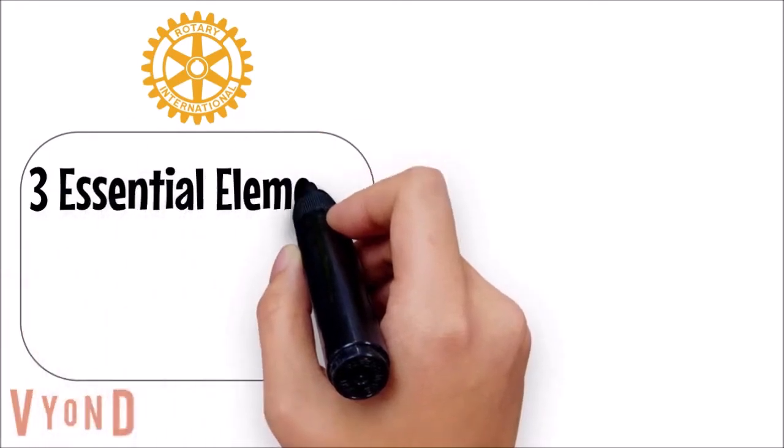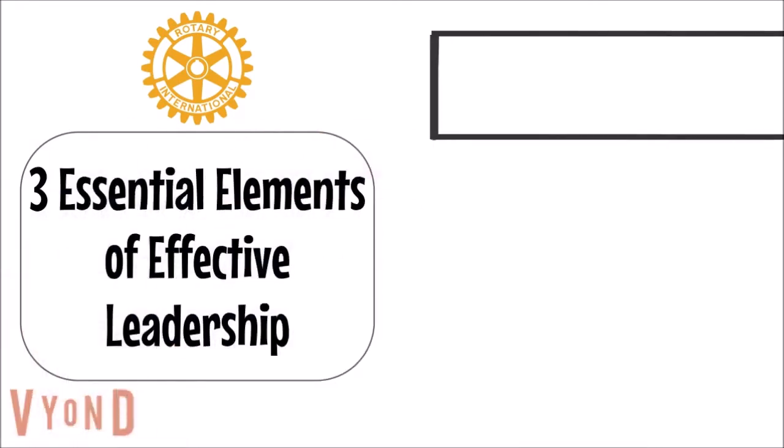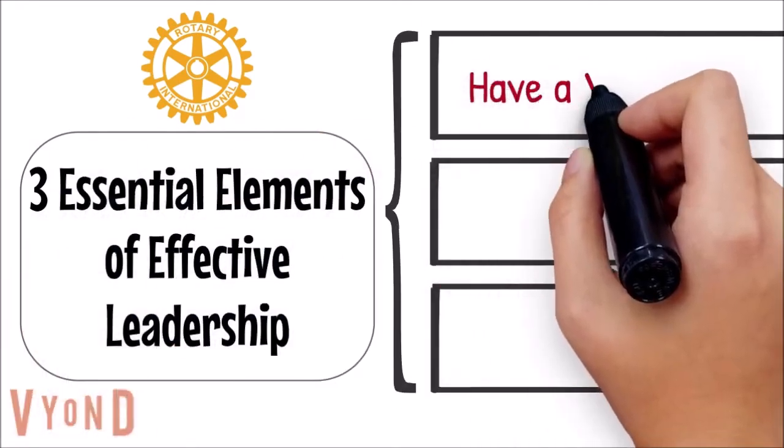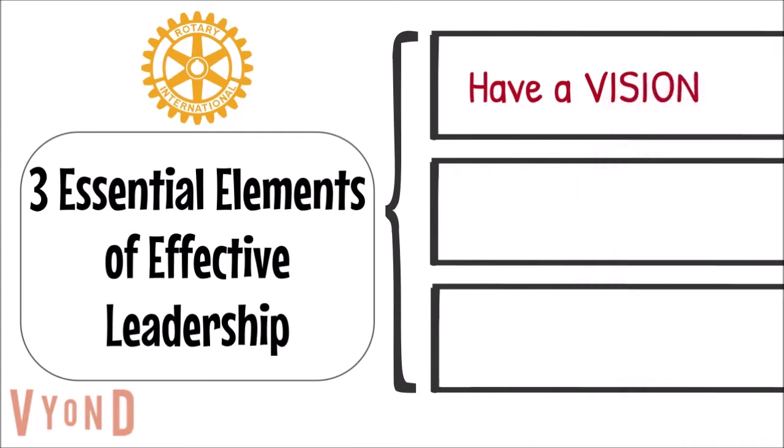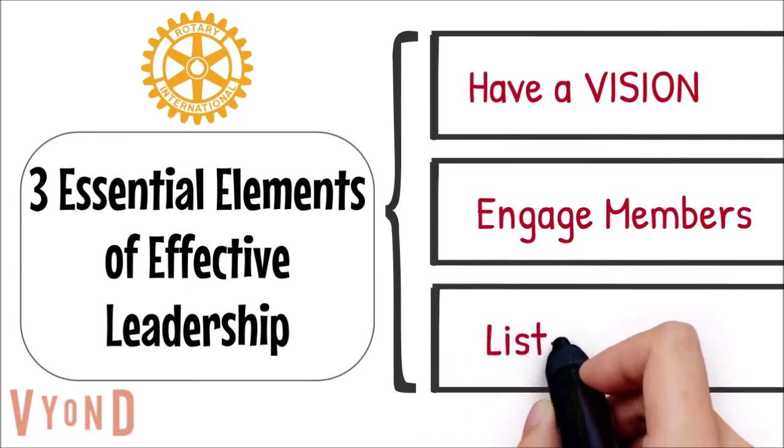In conclusion, we've tried to present an extremely concise overview of the 3 key essentials of Rotary Club leadership, which are: first, to have a vision; second, to engage your members; and third, to listen.